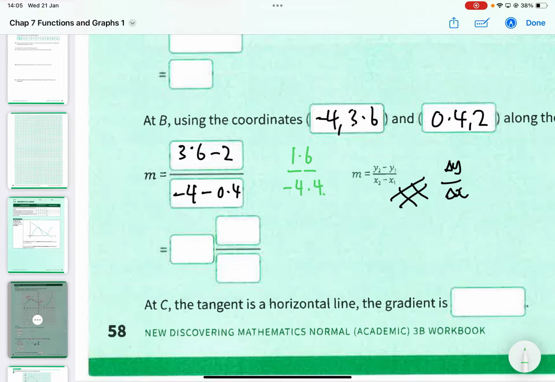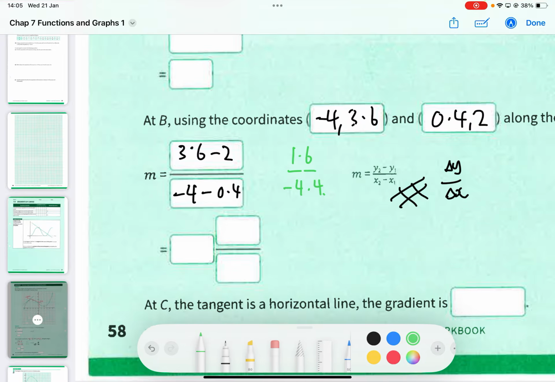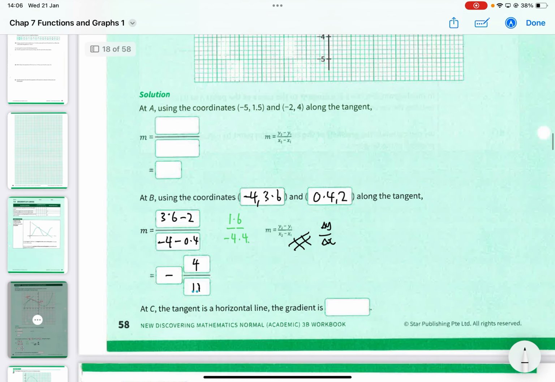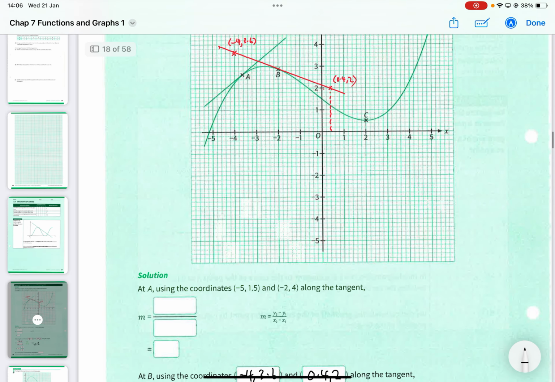Okay? So the answer I have is, mine is negative 4/11. Using my points, this red line has a gradient of negative 4/11. Okay? Meaning, the gradient of this curve at point B is negative 4/11.